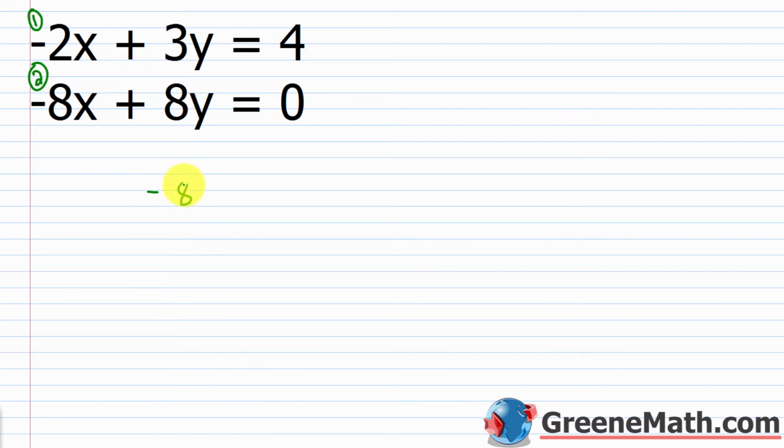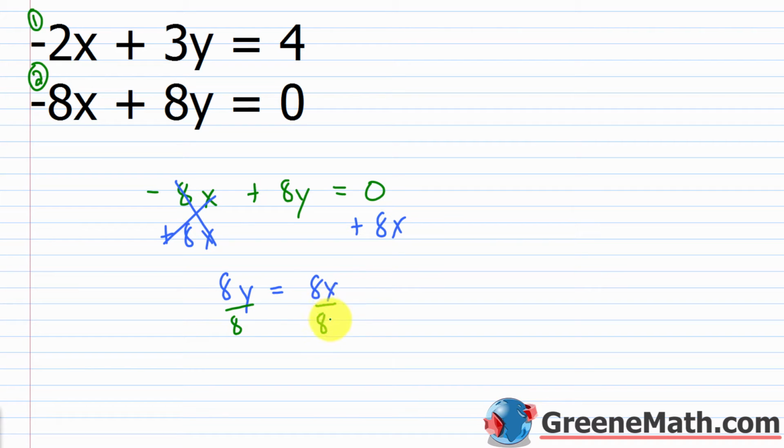So we have negative 8x plus 8y equals 0. So let me add 8x to both sides of the equation. So that would cancel. You'll have 8y is equal to 8x. So all I'm going to do is divide both sides of the equation by 8. So this cancels, and this cancels, and I'll have that y is equal to x. So y is equal to x. So they are the same value.